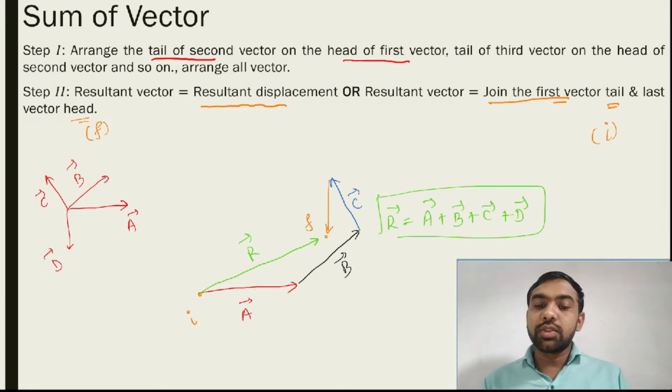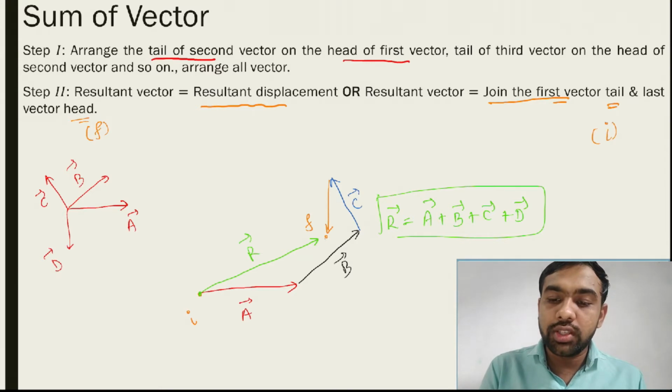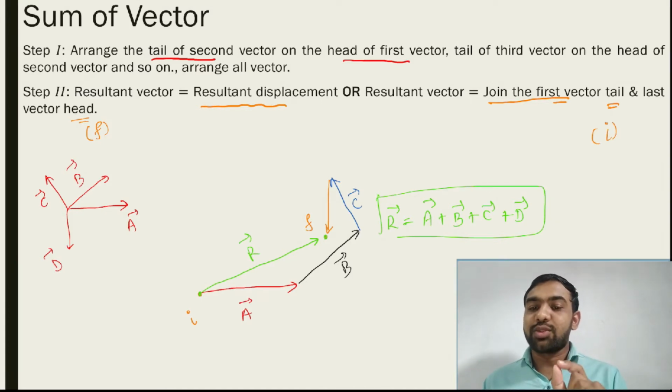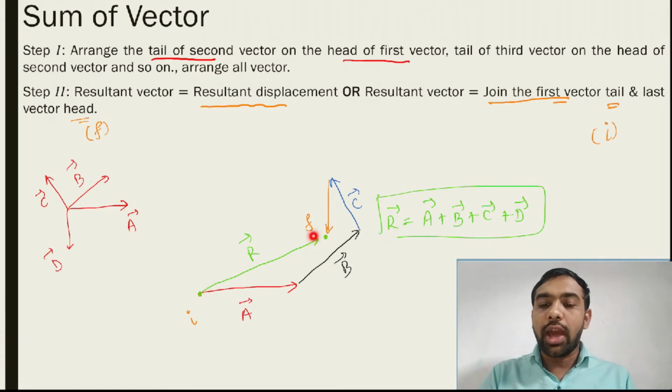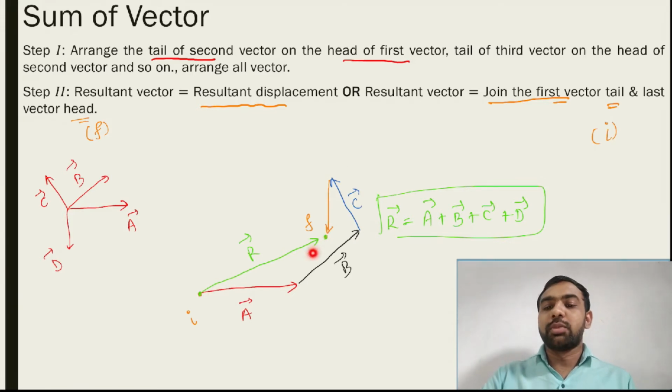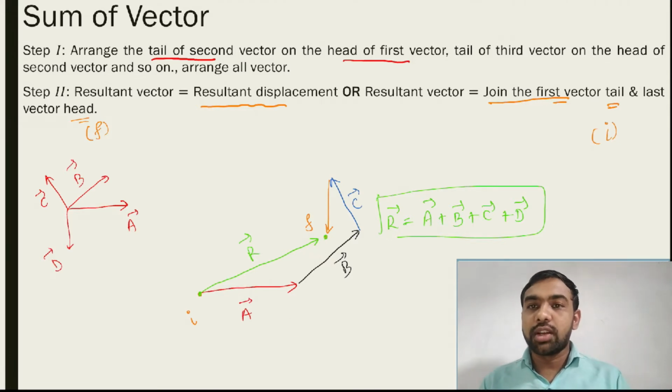So resultant means you join the initial point and the final point. The initial point is the first vector's tail, and the final point is the last vector's head. That is the resultant displacement. This green arrow, the resultant, gives us the displacement from the initial point to the final point. This one is our path, and that is our displacement. This is one method to find the sum of different vectors. Note it, then we will go to the next one.